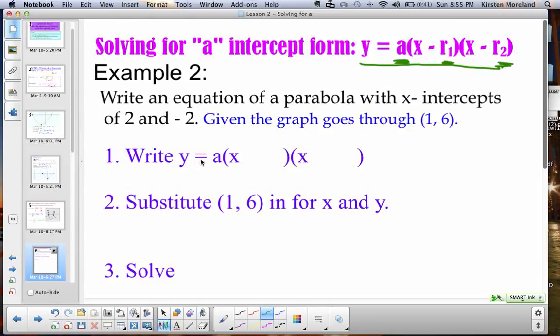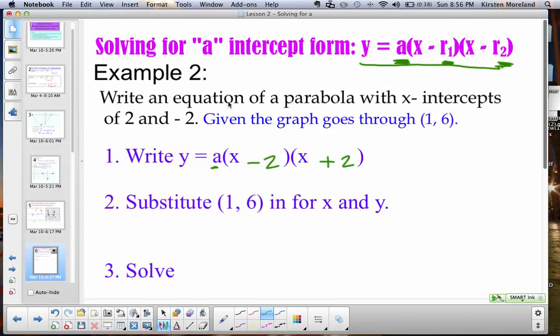So it gives you the steps right here. y equals a times. Well, if my x-intercept is at positive 2, my equation is really going to be x minus 2. And if I have another one at negative 2, I'm going to write x plus 2. Notice a is still in the equation. We don't know what it is.